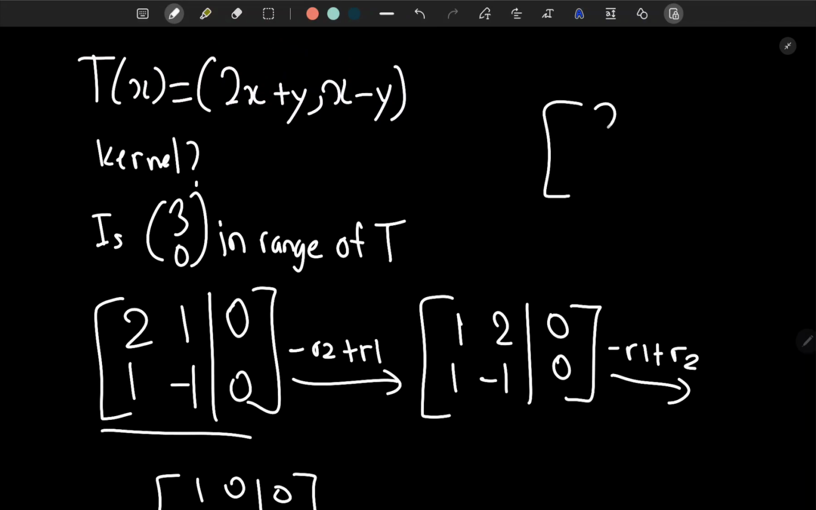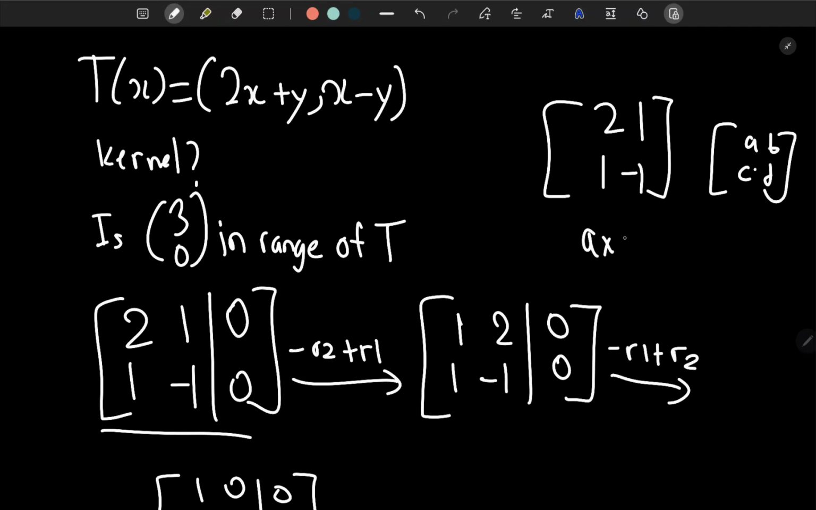Now the shortcut method that I was talking about, if we go back to this matrix which was 2 1 1 minus 1, and we find the determinant, which is a times d. Let me write the a b c d. A times d minus b times c, which here is going to be 2 times -1 -2 minus 1, which is equal to -3, and this is not equal to 0.